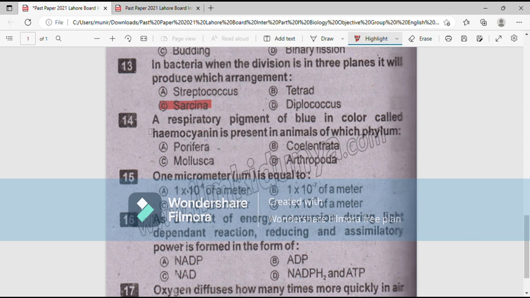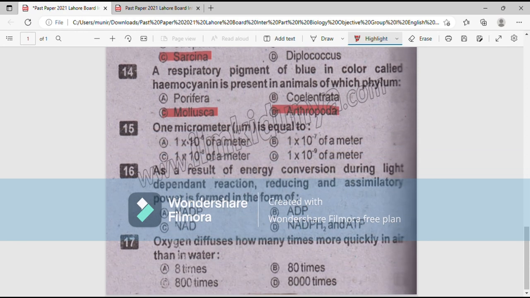The 14th MCQ is: the respiratory pigment blue in color called hemocyanin is present in animals of which phylum? Guys, it is present in some members of phylum Mollusca, and it is also present in some members of phylum Arthropoda. So there is a mistake in the options of MCQ number 14. Sorry, both of these options will be correct, because hemocyanin is present in both the members of Mollusca and phylum Arthropoda.